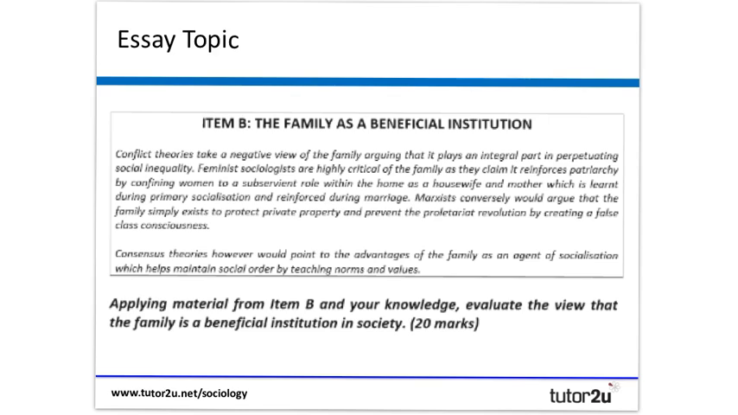Now, what we can see from the question itself, if we look at the buzzwords, you have to make sure you take material from item B and your knowledge. So it's absolutely essential that that item and your knowledge is brought into this. Alongside this, you evaluate the view that the family is a beneficial institution in society. So you need to think of all the different arguments by which we can say that it is a beneficial institution alongside why it isn't a beneficial institution.